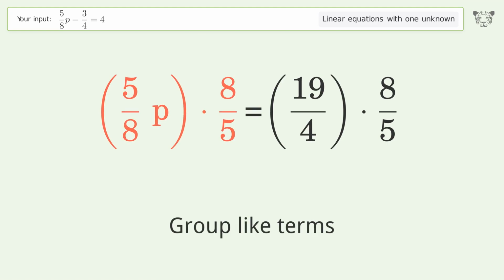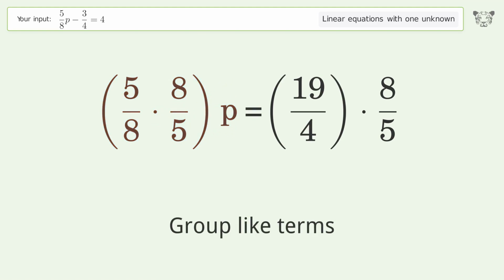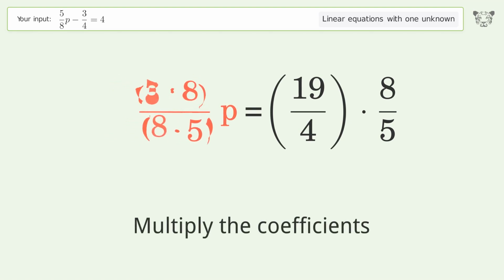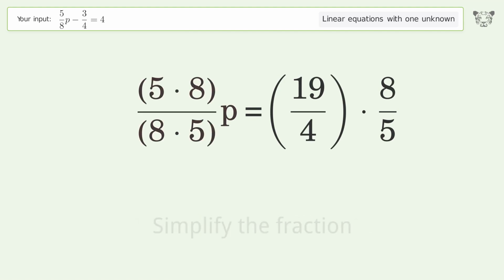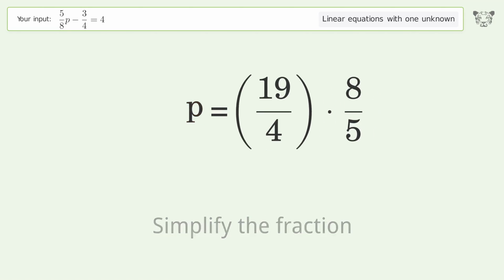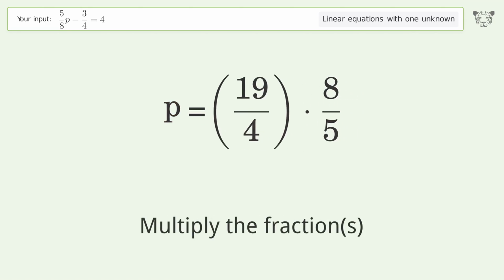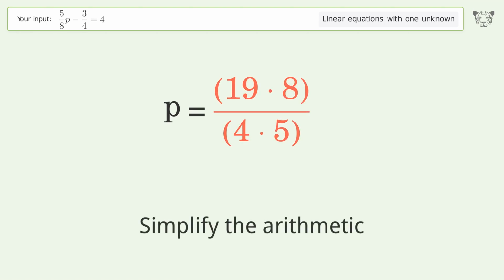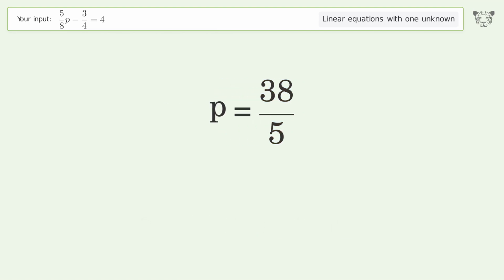Group like terms. Multiply the coefficients. Simplify the fraction. Multiply the fractions. Simplify the arithmetic. And so the final result is p equals 38/5.